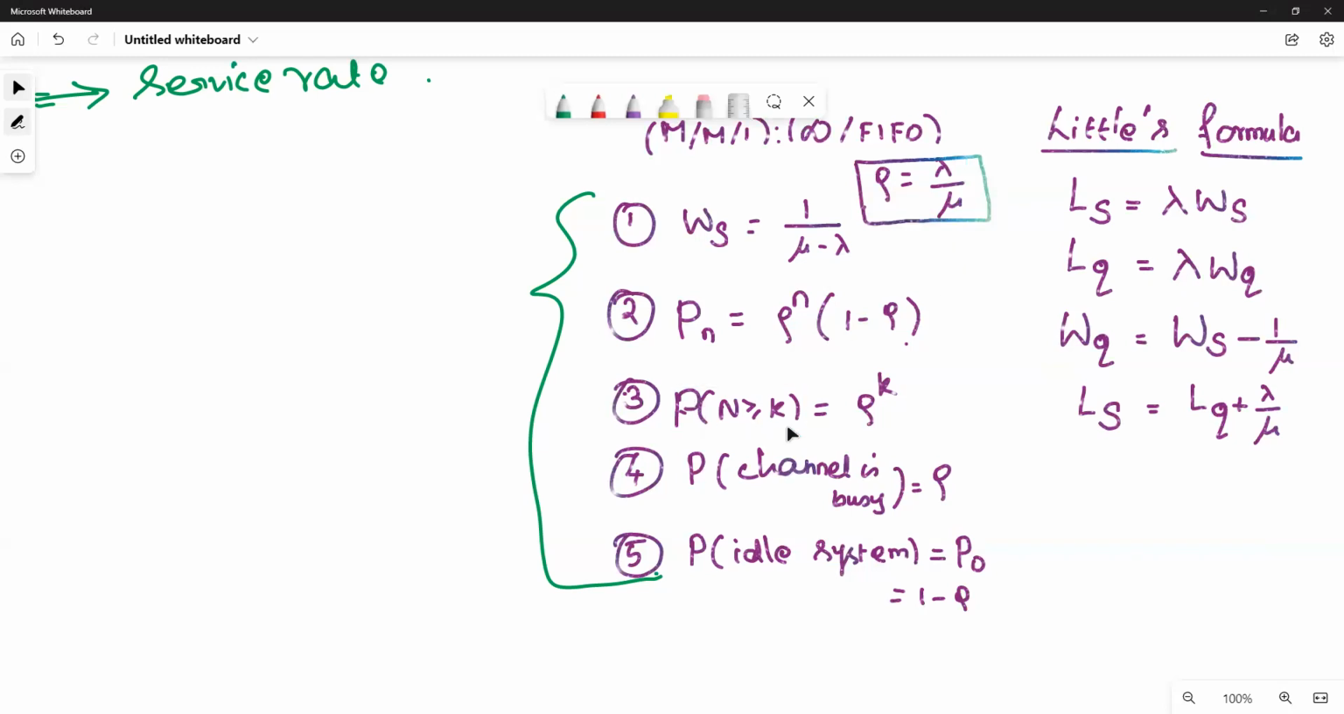Probability of n greater than or equal to k, that is, the probability that the number of customers in the system is greater than or equal to k, can be calculated by the formula rho to the power k. The probability that the system is busy or the channel is busy is rho. Which means 1 minus rho is the probability that the channel is empty, that is idle. So the probability that there are no customers in the system is 1 minus rho. These are the formulae we'll be using in this single server infinite capacity model.